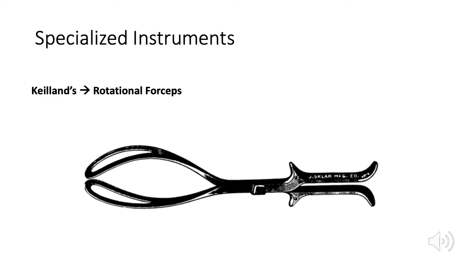CREOG usually likes to test the use of specialized instruments. This is a high-yield topic. The first type we'll review are Kielland's forceps. These were developed in 1915, and there are significant modifications to this forceps.